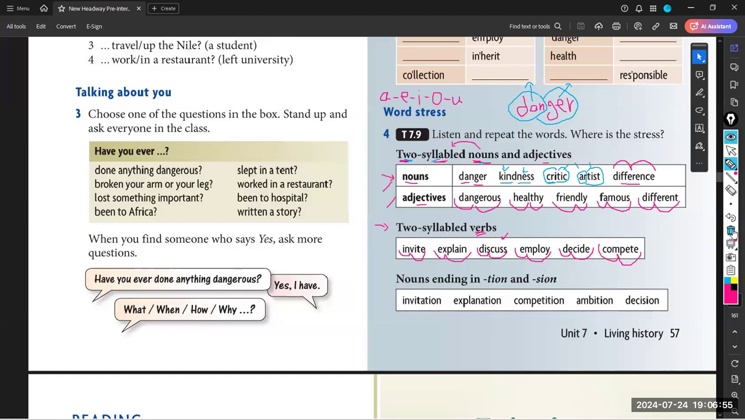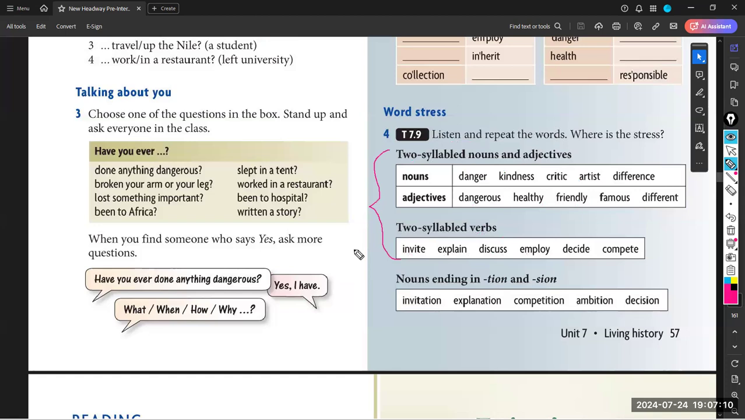Jamila, can you hear me? Yes, teacher, I can. Can you please read them loudly? Sure. Danger, kindness, critic, artist, difference. Dangerous, healthy, friendly, famous, different. Invite, explain, discuss, employ, decide, compete. This is long E, compete. Yes, exactly. Thank you so much, Jamila.